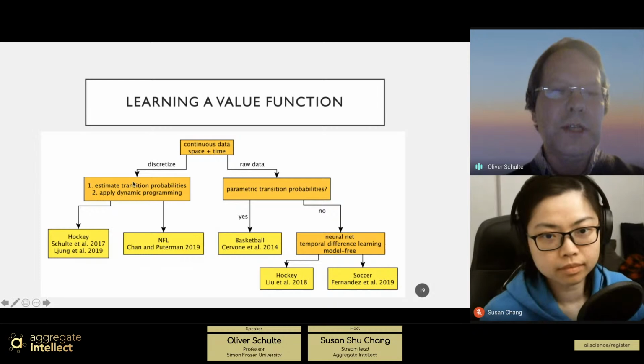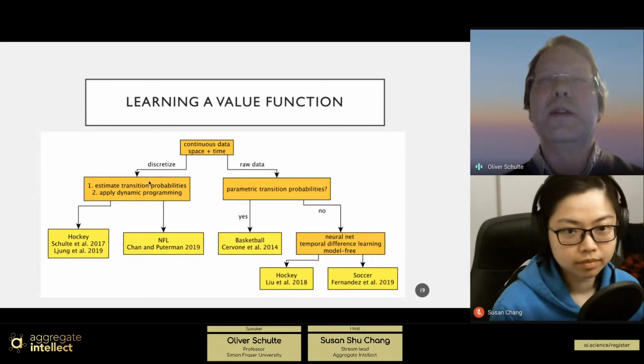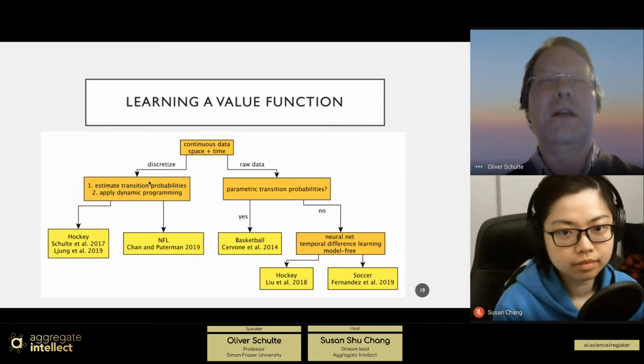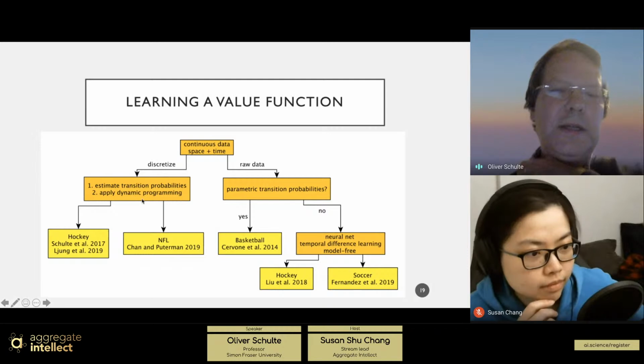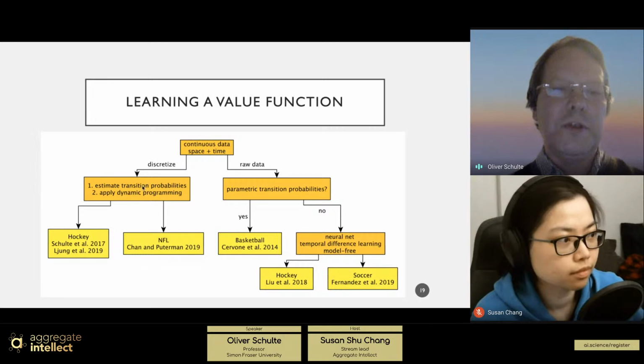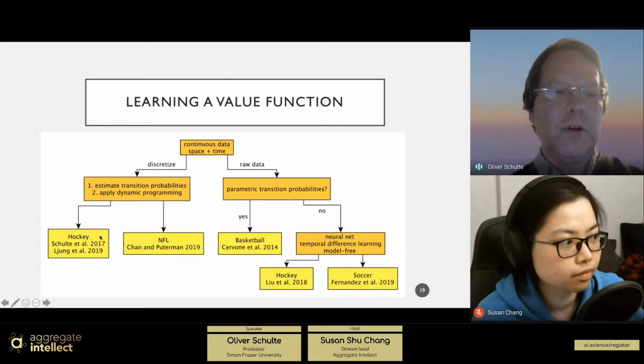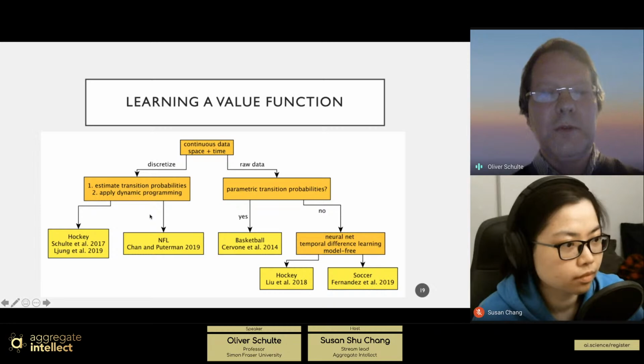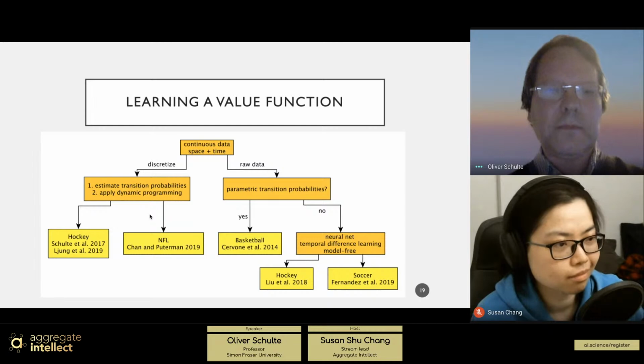If you discretize, then you have a discrete state space. You can estimate the transition probabilities basically by counting how often play moves from one state to the other. And then once you've estimated the transition probabilities, you can apply dynamic programming, which is a really beautiful, very efficient algorithm for getting a value function from transition probabilities. My group has built that sort of model for hockey. That was our first hockey model. Swedish collaborators have extended it. Chan and Puderman somewhat recently built a discrete MDP model for the National Football League. So this can definitely be done. But nonetheless, you lose information when you discretize.